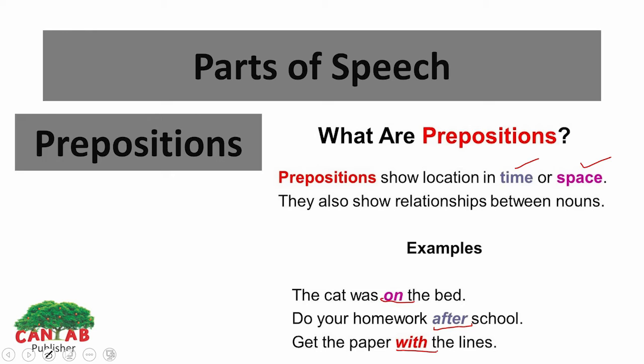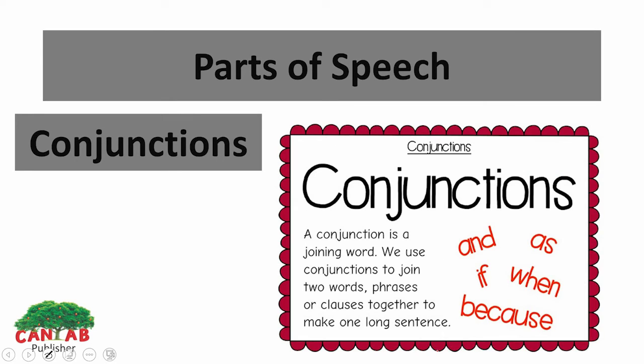Let's discuss the last one, conjunction. What are the conjunctions? A conjunction is a joining word. We use conjunction to join 2 words, phrases or clauses together to make one long sentence. Here we have some examples of conjunction: and, as, if, when, because.